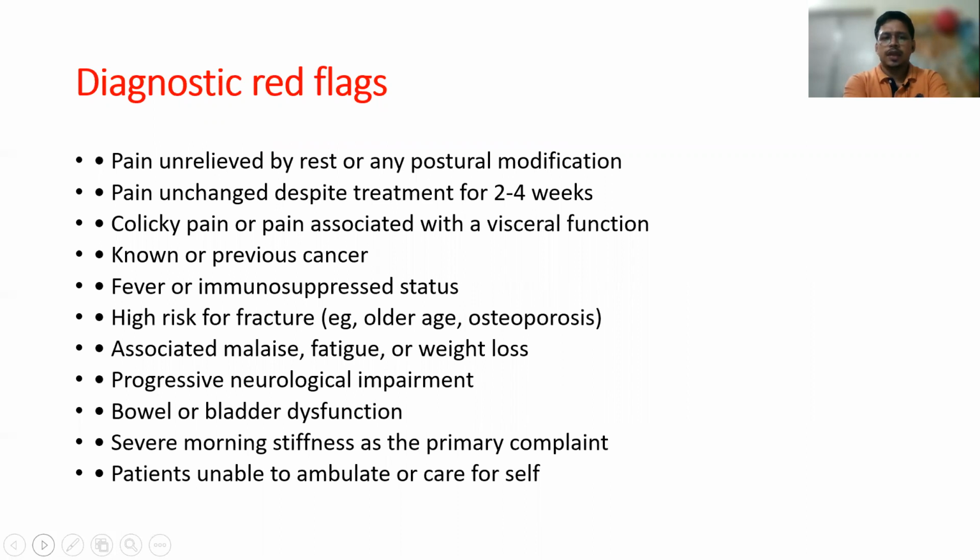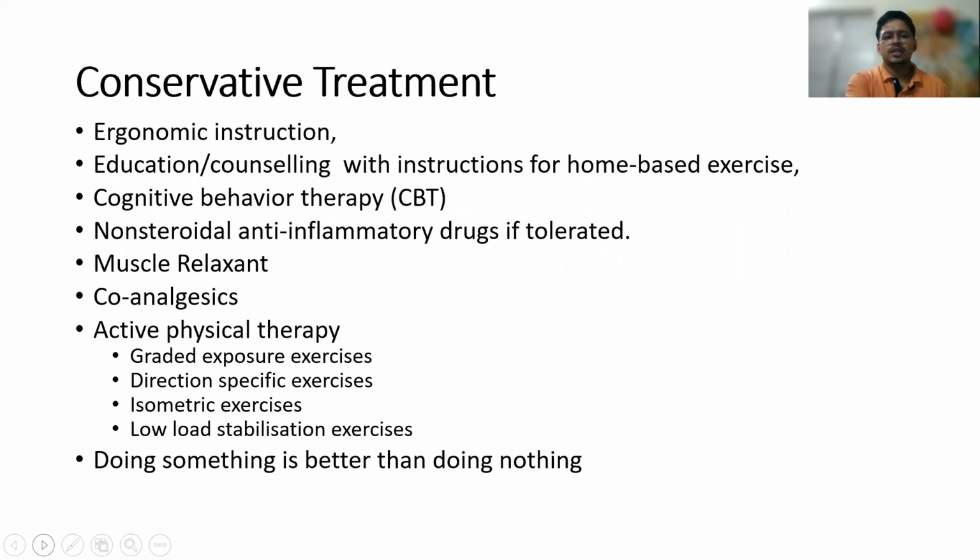When pain is not relieved by rest, when pain is not changed despite 4 weeks of treatment, when pain is associated with visceral causes arising from the abdomen, when there is cancer, fever, fracture, which is more common in osteoporosis and older age, when there is weight loss, fatigue, weakness, when there is gradually progressing motor and sensory loss, this is neurological impairment, your limb becomes progressively weak, you cannot hold your bladder and bowel function, this is bladder bowel dysfunction. This condition is a red flag and surgery is required. Only 5% of cases have this condition, otherwise in 95% of cases it is conservative treatment.